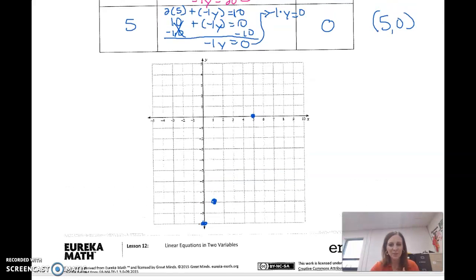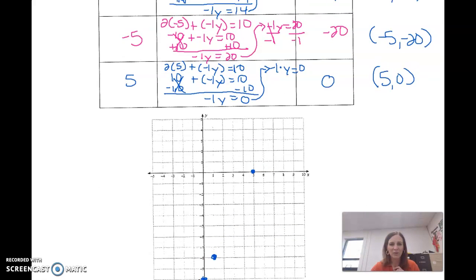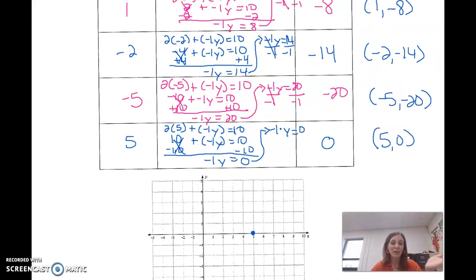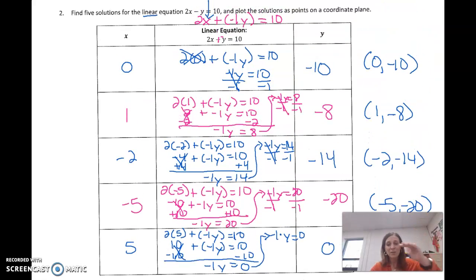In the next video, I'm going to give you some hints where the problems look a little bit more confusing. But really all we're doing is picking x values, substituting them into a function, a formula, an equation. We're solving for our y, and we're plotting the points.